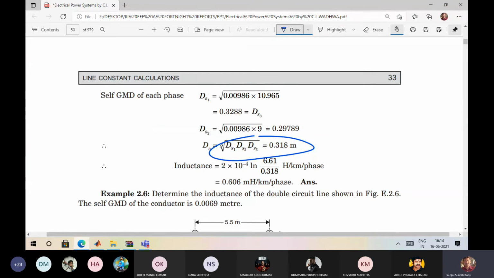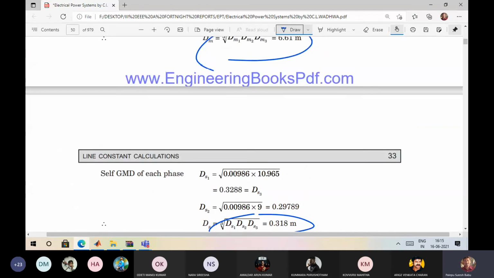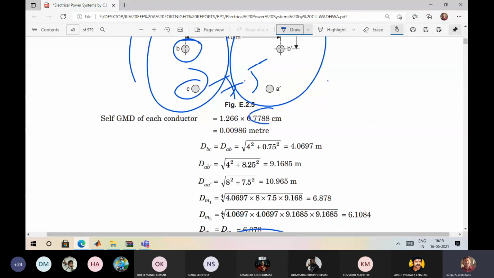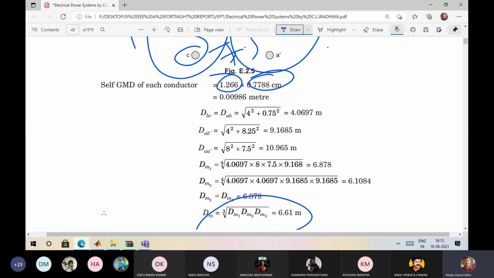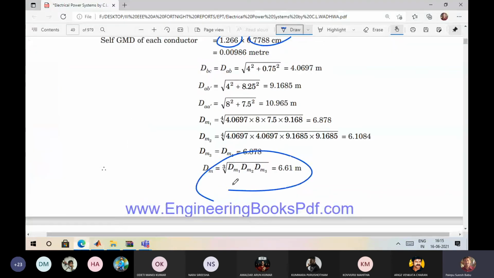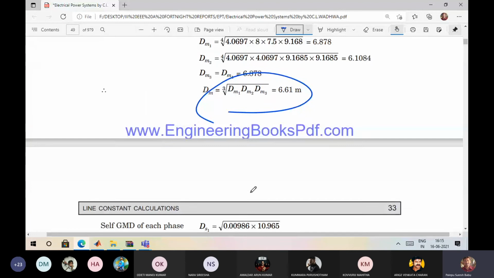For capacitance we do not consider this value, we will not multiply by it. We use only the 1.266, and we get the value 0.36053, which you can see in the problem.